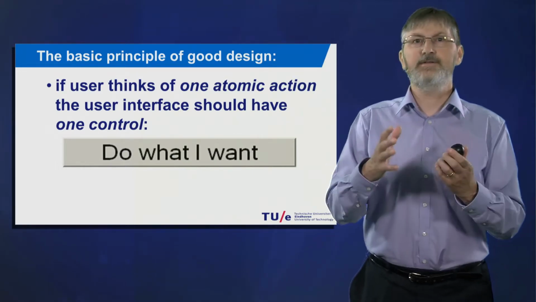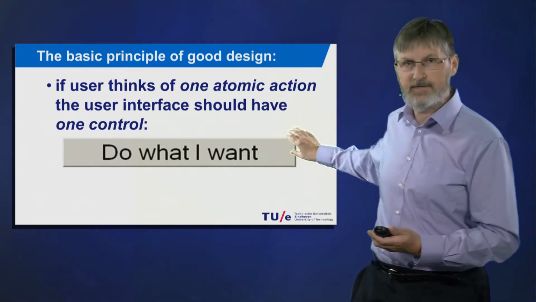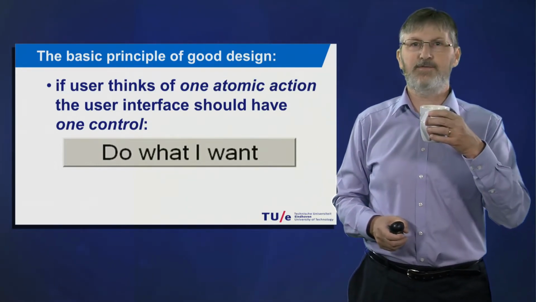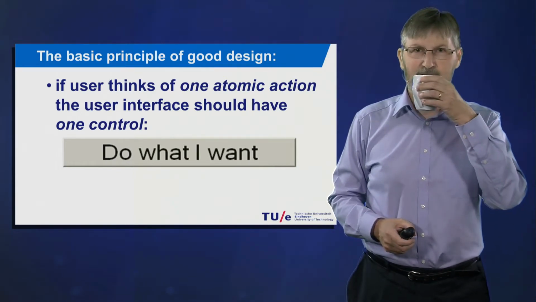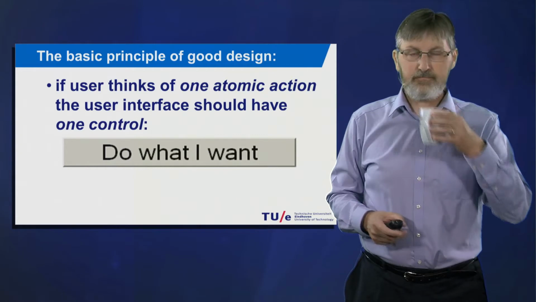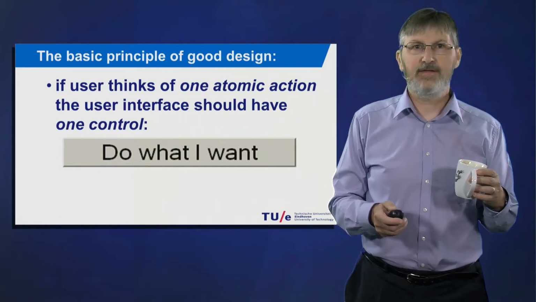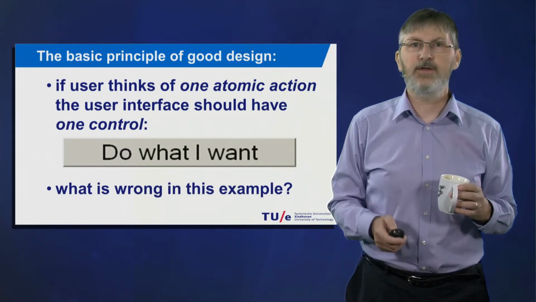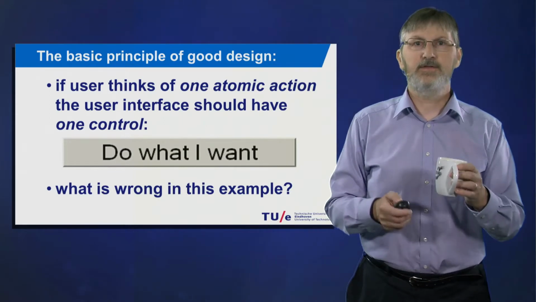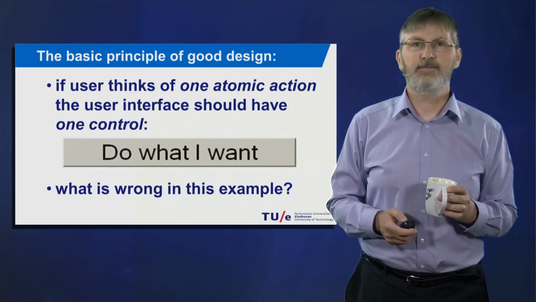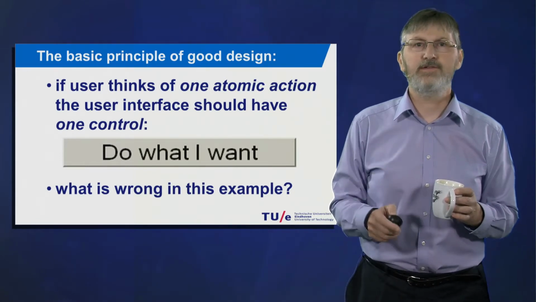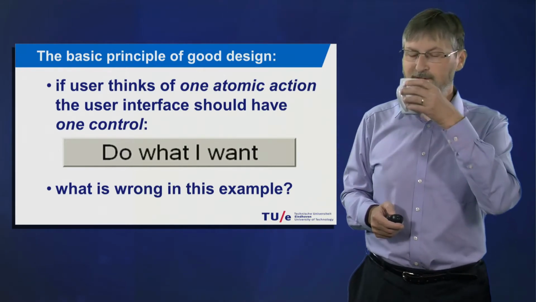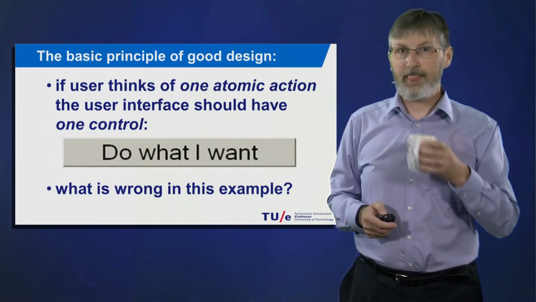I will now press the button and we will see what happens. I press the do what I want button, and lo and behold, a nice cup of coffee. Cappuccino, just what I wanted. But wait a minute, something is wrong with this interface. The do what I want button is not the best interface for this example. Can you think of what is actually wrong with this interface? I'll have some more coffee while you're thinking. Yum.